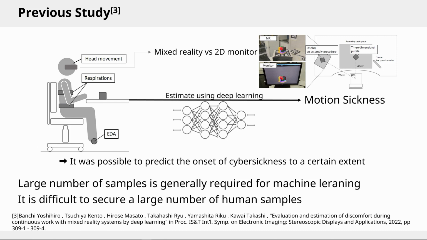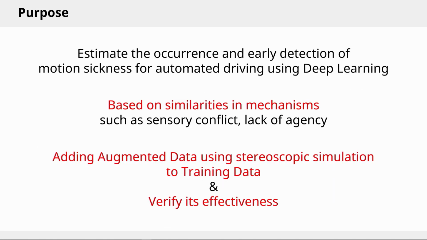To improve the accuracy of the prediction, a large number of samples are required. However, it is difficult to increase human samples, especially in recent times, due to COVID-19. Based on the previous study, we aimed to develop a system that estimates the occurrence and early detection of motion sickness for automated driving. In addition to estimation, in this study, we considered data augmentation under the COVID situation.